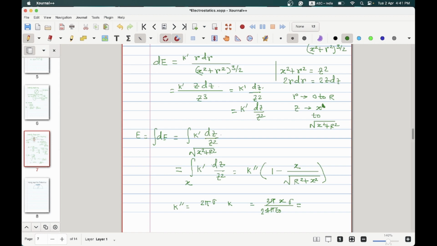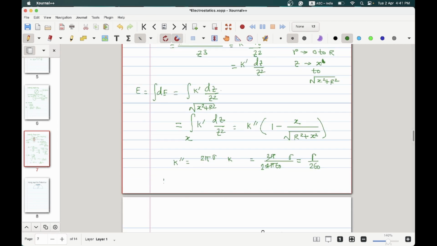You can just do the integration. So that thing should be 2 epsilon. So E is basically sigma by 2 epsilon naught, into 1 minus x by root over R square plus x square.